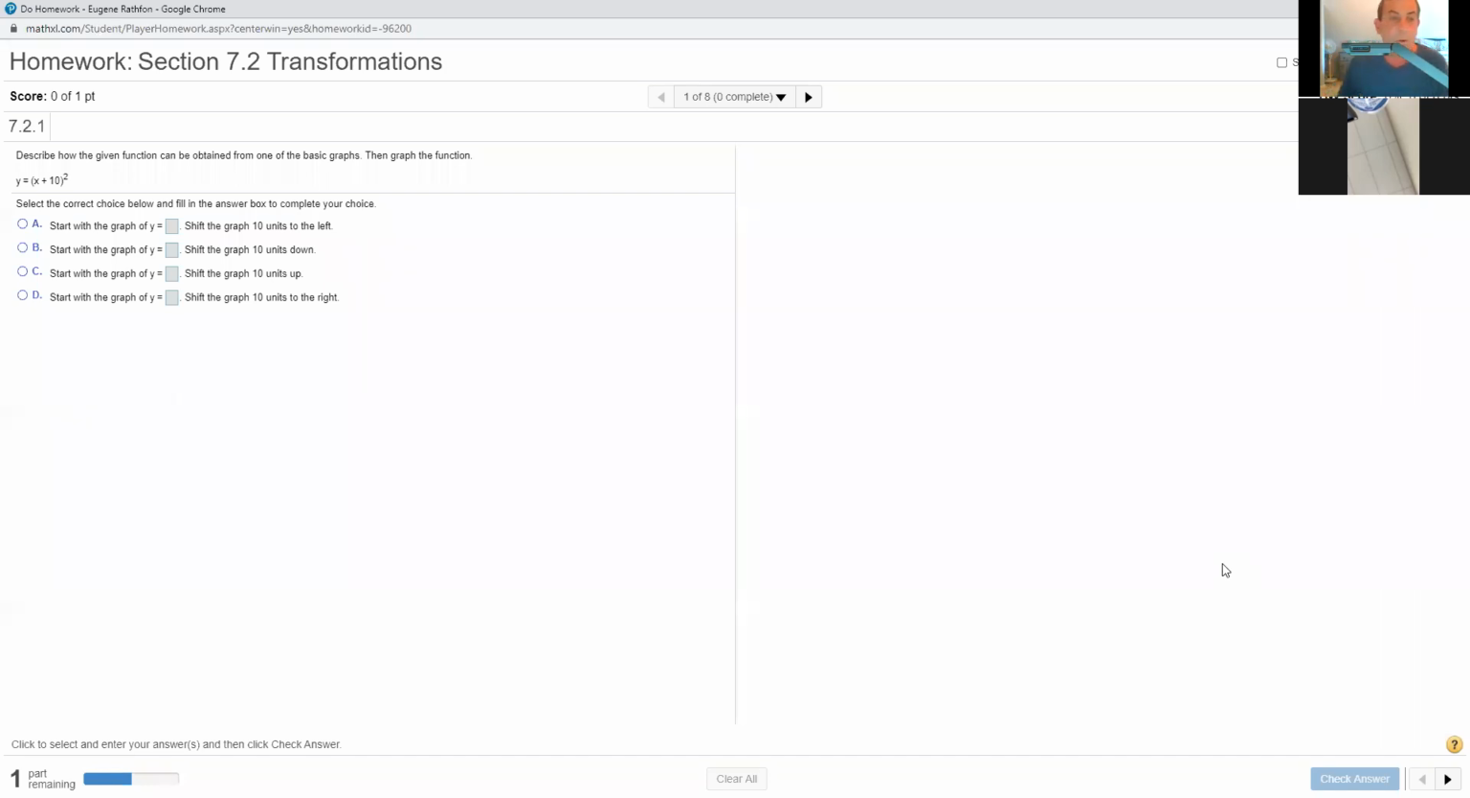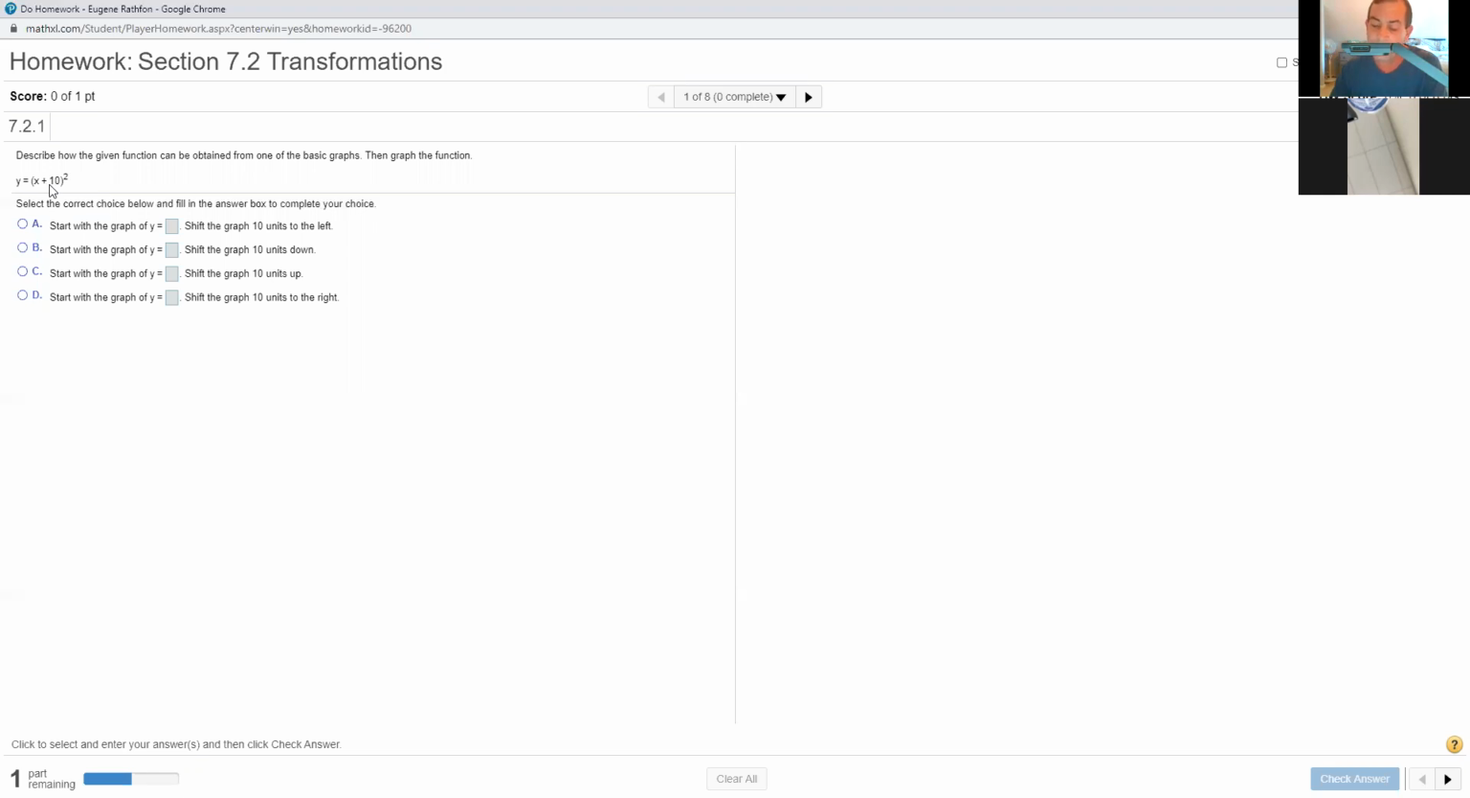All right, so notice they're giving me a function, y equals (x plus 10) squared. And they want to know how that can be obtained from my basic graph. Since that's (x plus 10) squared, the basic graph would be the x squared graph because you've got an exponent 2 here. But what we've got to do is find out what that plus 10 is doing to the graph.